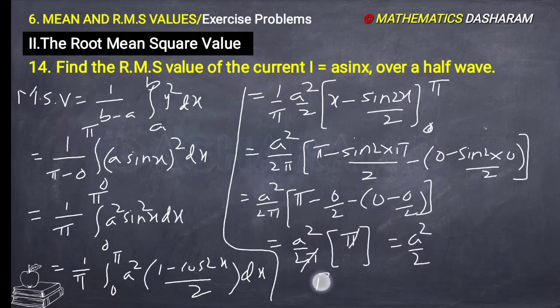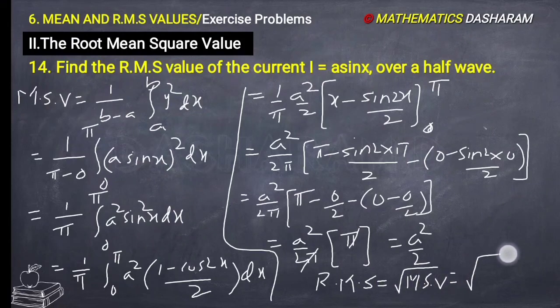Now the required answer is RMS. So that is under root of MSV. So it is under root of a square by 2. So a by root 2 is our required answer.